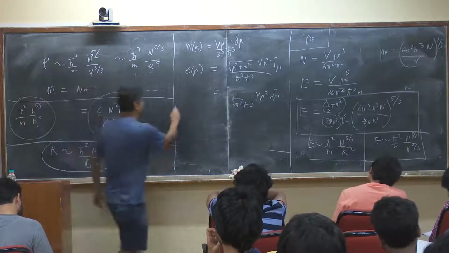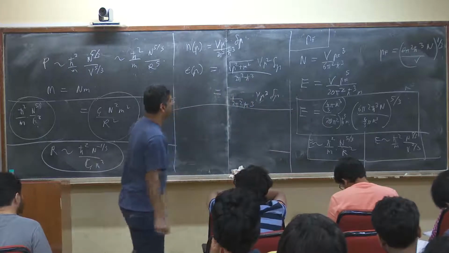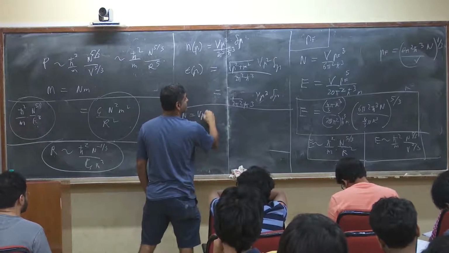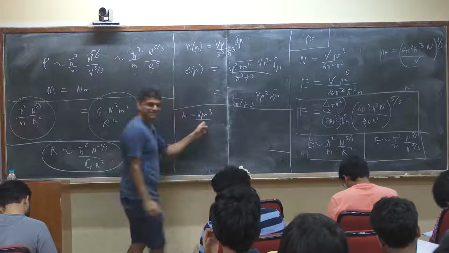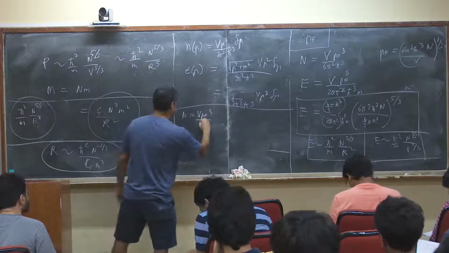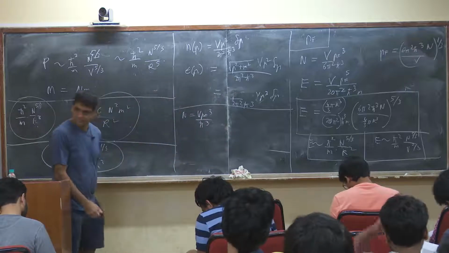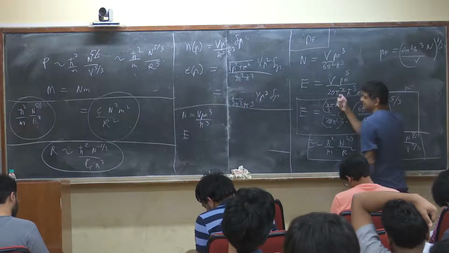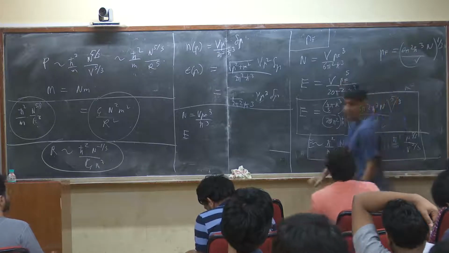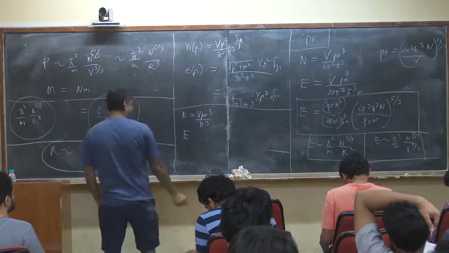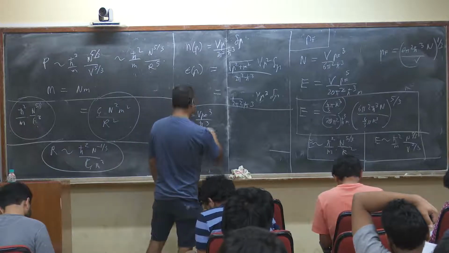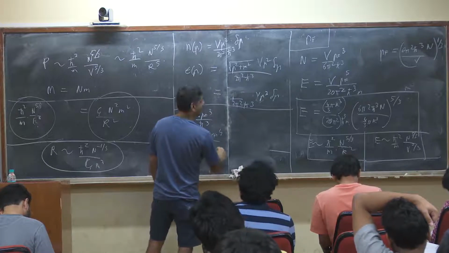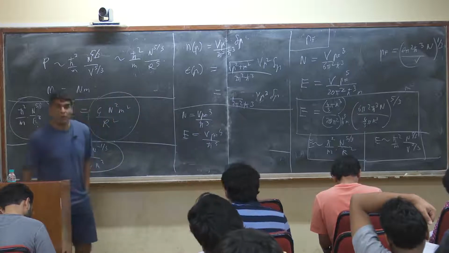And now we just integrate both these formulas. N is integrated as before, so we get N equal to V P_F cubed. I'll just keep the parametric dependence on h bar. But E is now significantly different, because instead of P_F to the 5, it's P_F to the 4. Is this clear? E is equal to V P_F to the 4 by h bar cubed. And there's no 1 by m.